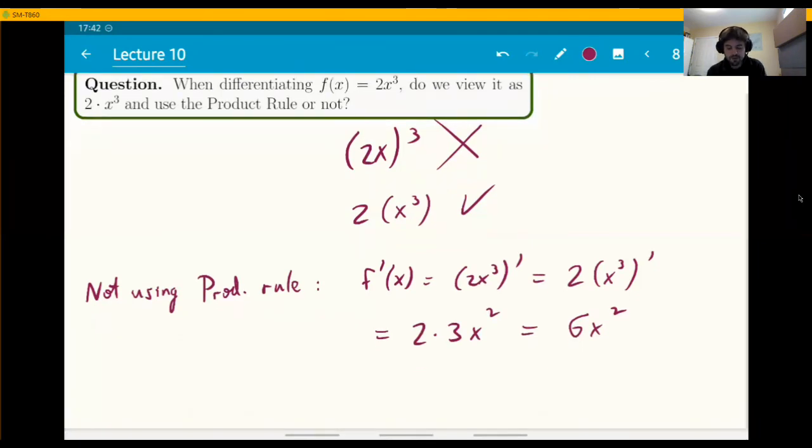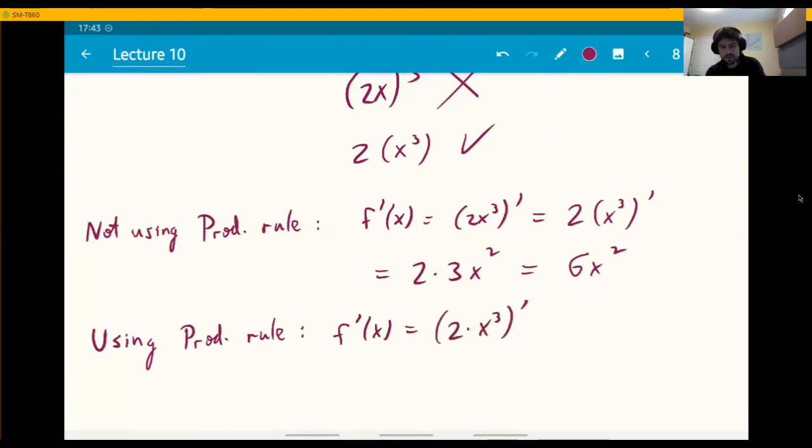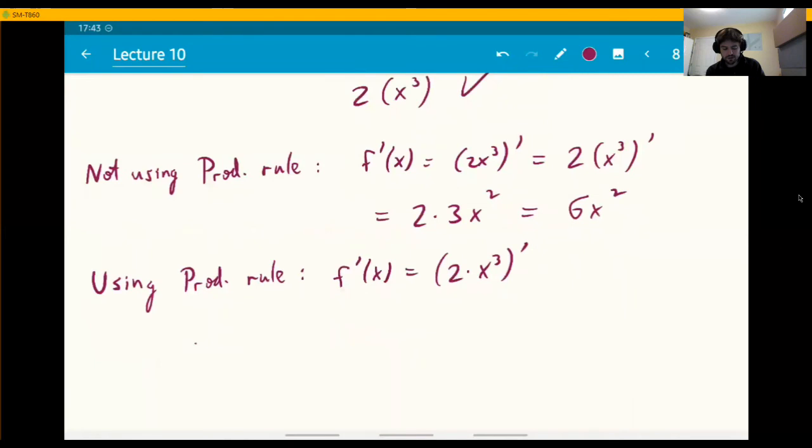But what if you wanted to view this as a product of 2 functions? One of them is the function 2, a constant function, and the other is x cubed. Well, if it is a product, do we have to use the product rule? We don't have to, but we can. That's what I want to get to. If you want to differentiate the product 2 times x cubed, let's use the product rule here. So 2 prime times x cubed plus 2 times x cubed prime. Those are the 2 terms that you get.